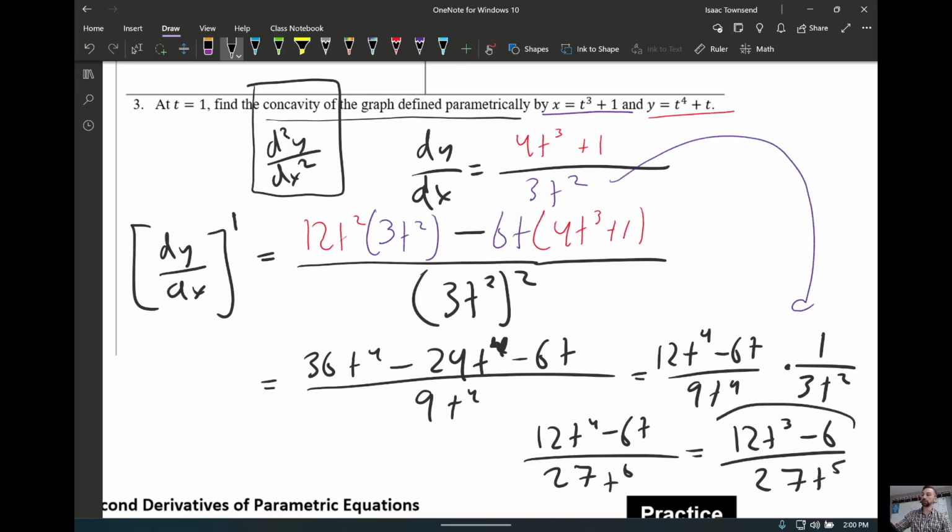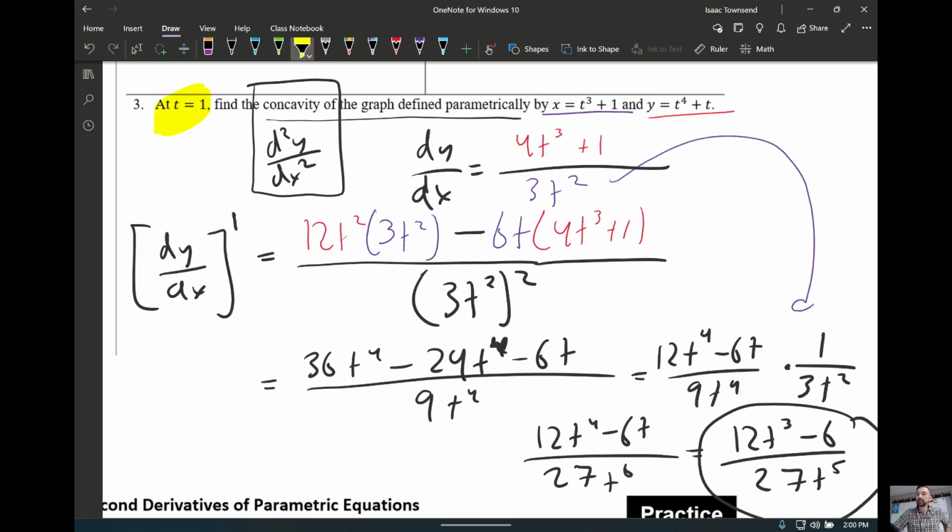Okay, so is this my answer then? No. No, if you plug in t equals 1. Now wait, do I care? Am I trying to explain concavity for this entire function? No, just put one. Good. Just at t equals 1.